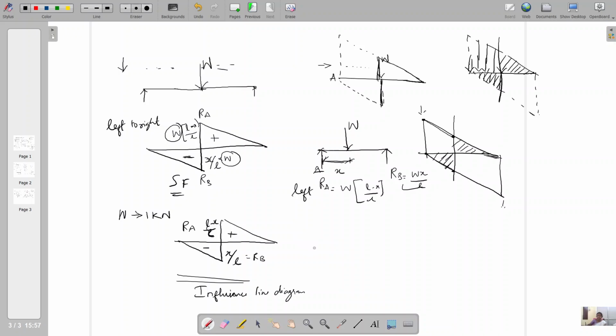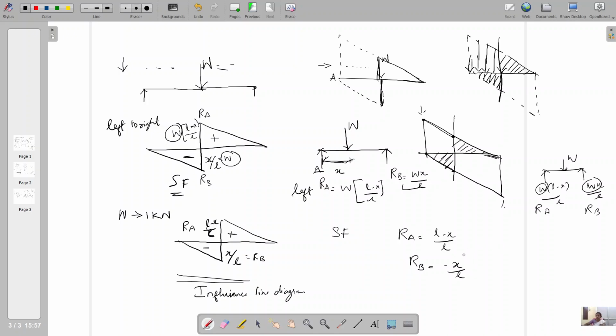Then how can we get the real shear force value while analyzing a structure? Because we are analyzing with the conventional method, with W, we can get RA equal to W into L minus x by L and RB equal to W x by L. So here the W is multiplied and we can get the exact reaction values RA and RB. But in the influence line diagram, RA is only L minus x by L and RB is represented by x by L. We didn't get the exact value because there is no load considered, because W equal to 1 kilonewton.